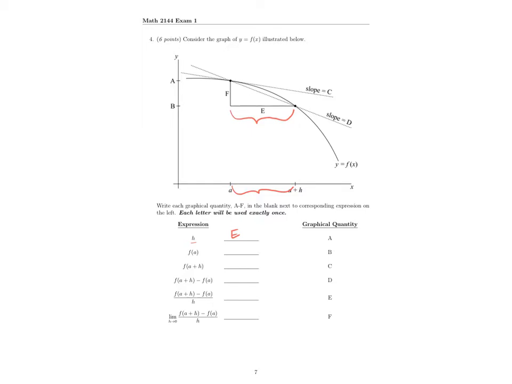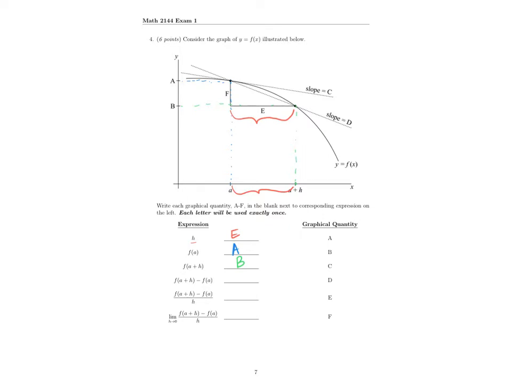Okay, for f of a, that just means I take a and plug it into my function. And so that would be the y value of the function. So that's a. F of a plus h: it's going to start here at a plus h, and we want to plug that into the function. And the y value that we get there is b.